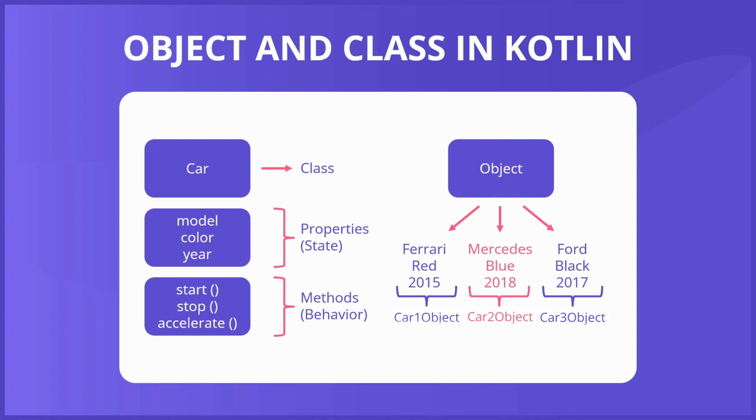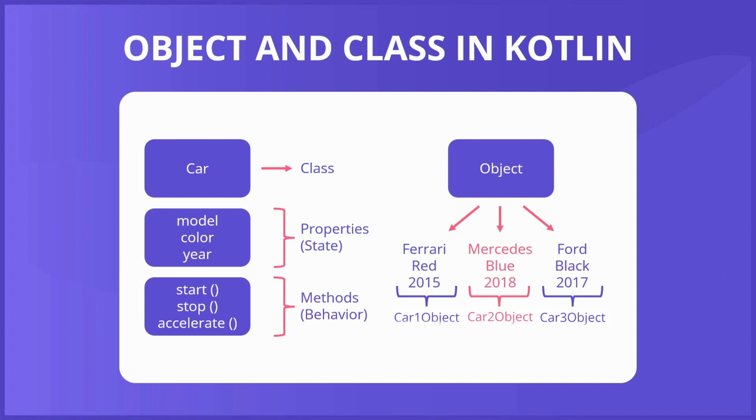Now, as you can see on the slide, for different values of properties, the model, the color, the year, in the class car, we will get different car objects. Cool? So in our example, we have one class. Also, we have three objects. You can also create an unlimited number of objects from a class.